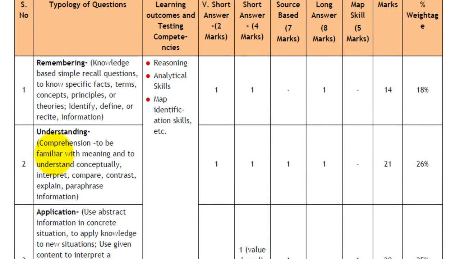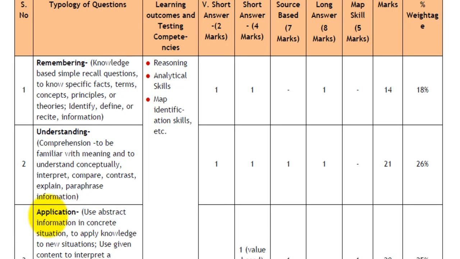The next type of questions are based on understanding. There will be one very short answer question for 2 marks. There will be one short answer question for 4 marks. There will be one source based question for 7 marks, and then one long answer type question for 8 marks. In all, it will be of 21 marks.